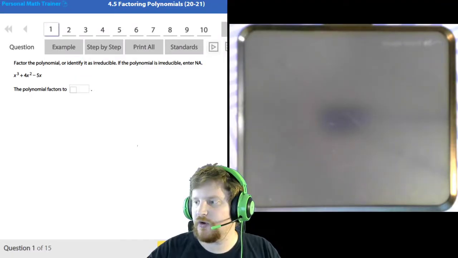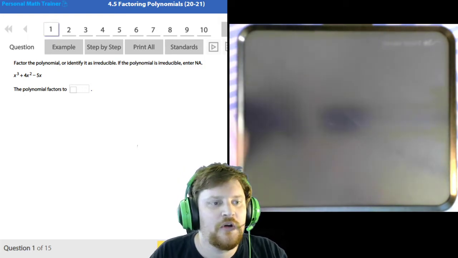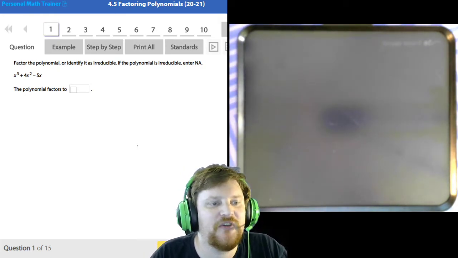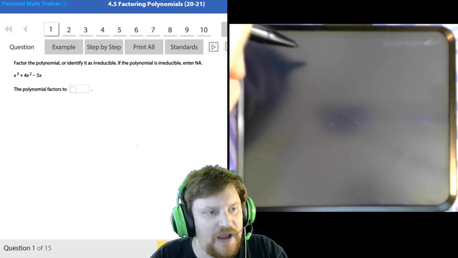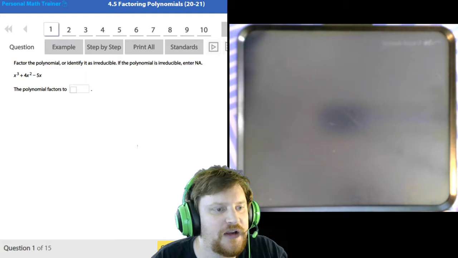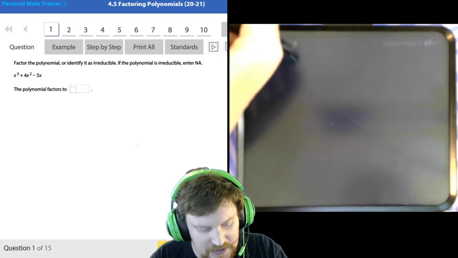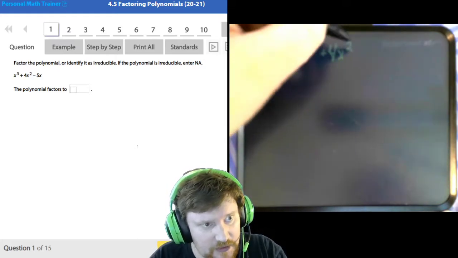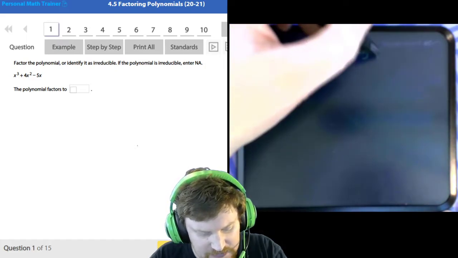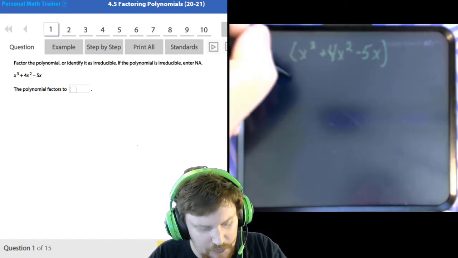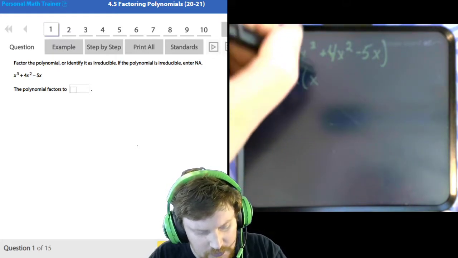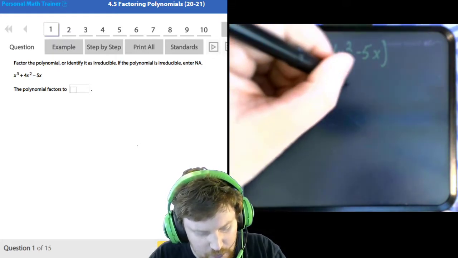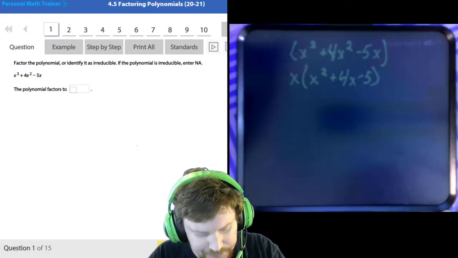I believe this is the one. Okay. So the question is: factor the polynomial or identify it as irreducible. If the polynomial is irreducible, enter NA. So we have x cubed plus 4x squared minus 5x. Well, first thing I see is that x cubed plus 4x squared minus 5x all have an x, so I can pull an x out, leaving me with x squared plus 4x minus 5.